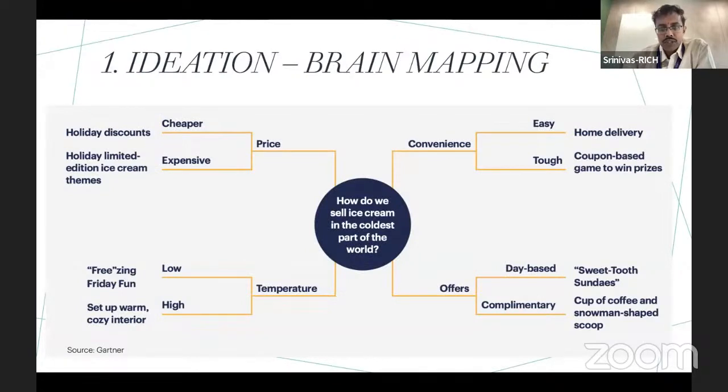again, just being non-judgmental, but looking at, okay, I have a problem. How do I address this problem? What are the different ways? What are the different approaches we can do it? So for instance, I've taken this out of a Gartner playbook on brain mapping, when they say, how do we sell ice cream in the coldest part of the world? So this is a problem statement.